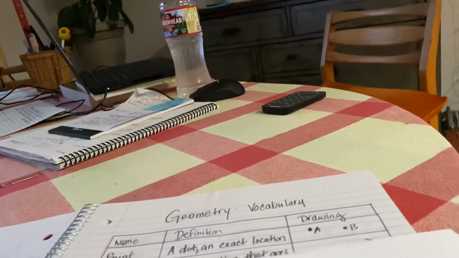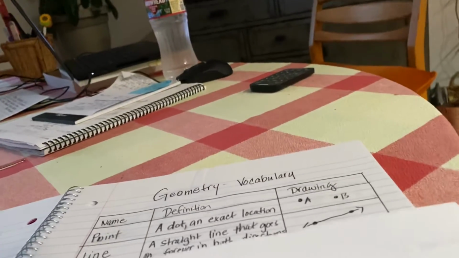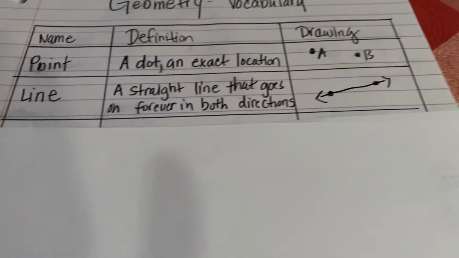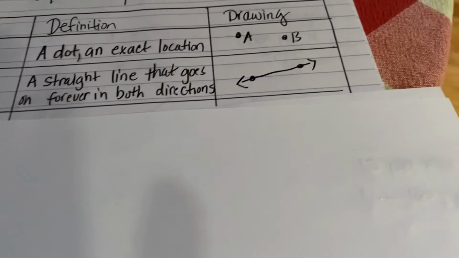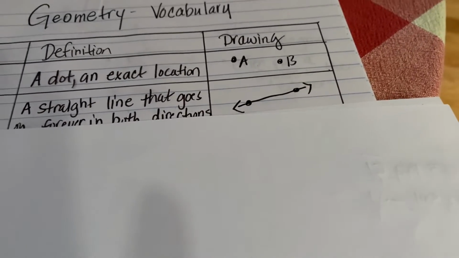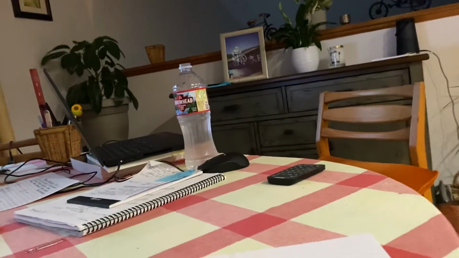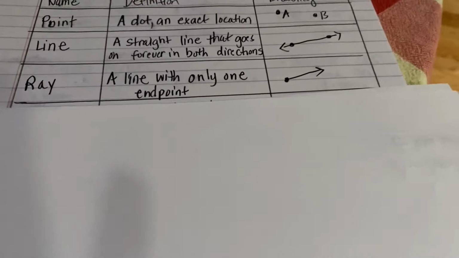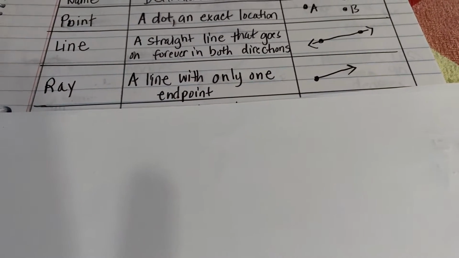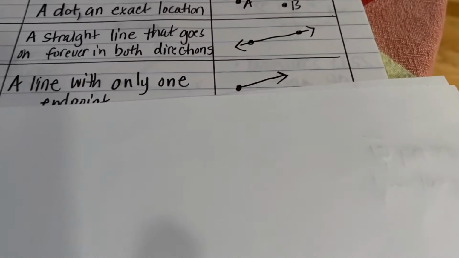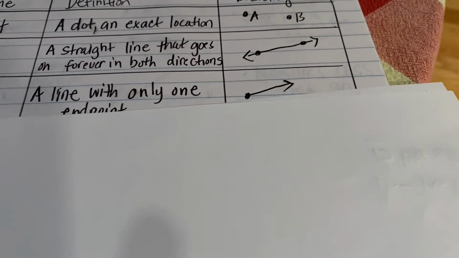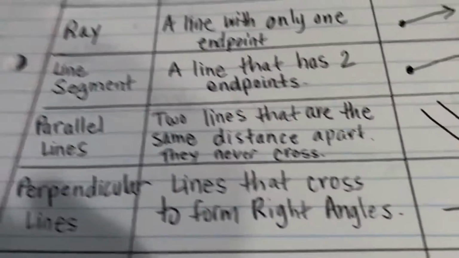And we also talked about a line, right? A line is a straight line that goes on and on forever in both directions. Notice the arrows, okay? And then we talked about a ray. A ray has only one side that goes on and on and on. So one side is a dot and the other side is an arrow. That's a ray.